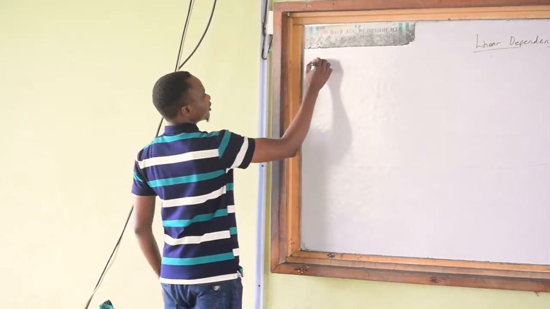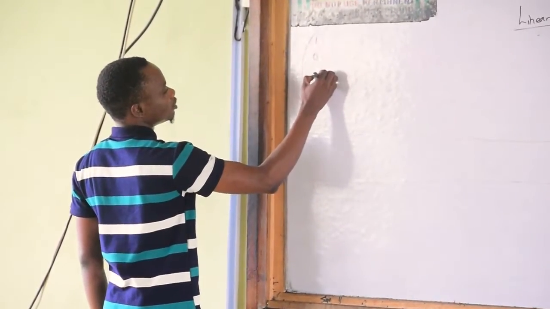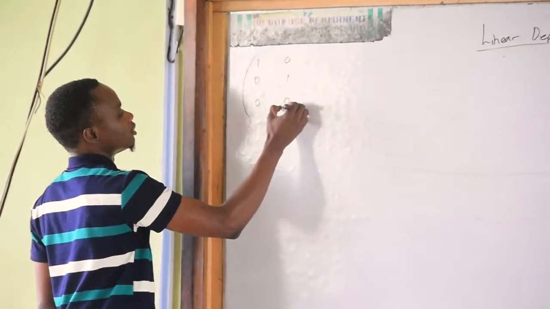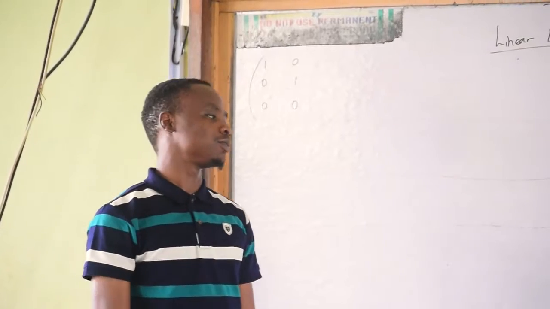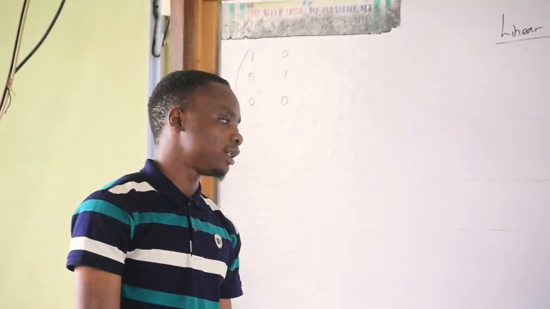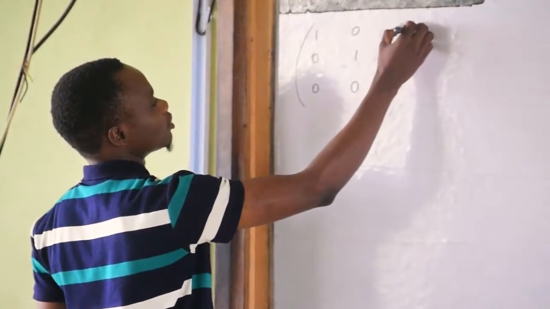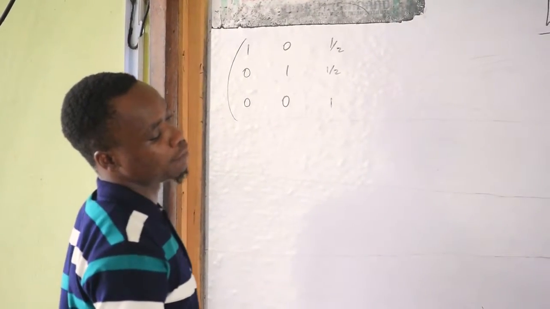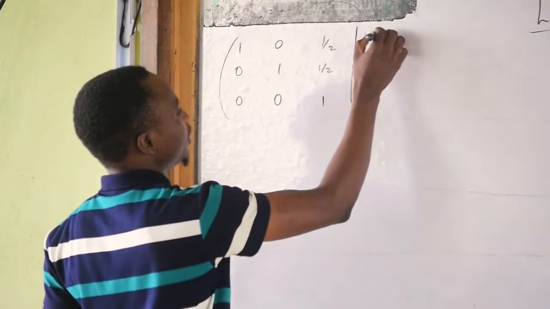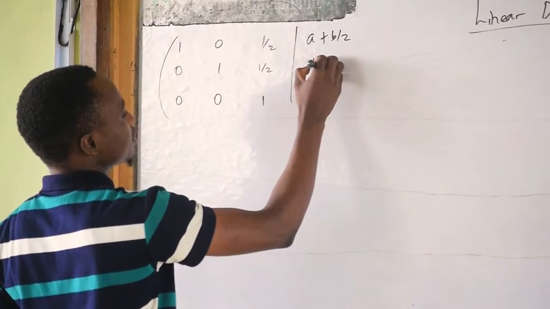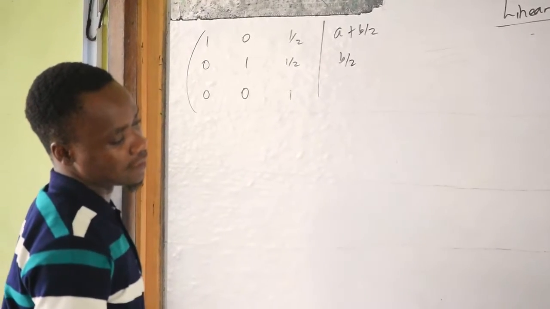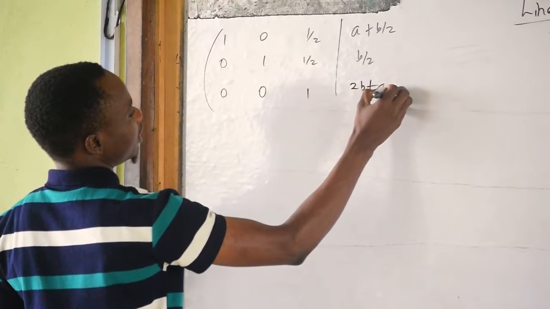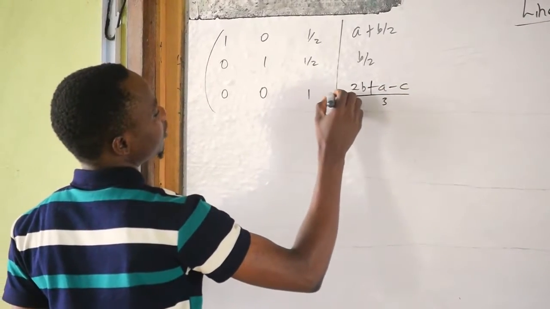That's going to give us what? 1, 0, 0, 0, 1, 0. Let me order those so far you read correctly. And that still remains 1 over 2, 1 over 2. This will now become 1. And then I'm going to have this to be A plus B over 2. This is still B over 2. And this is going to be everything here divided by 3. That will be 2B plus A minus C, times 1 over 3.